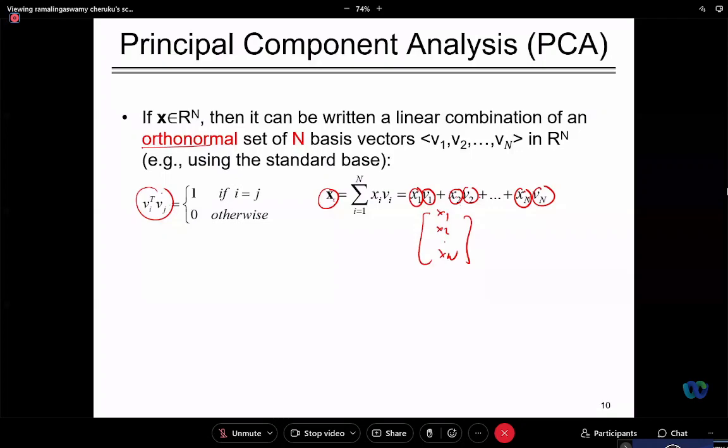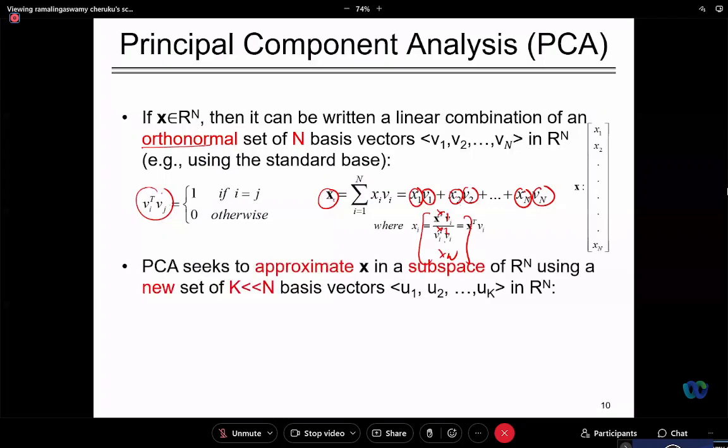Now come back to the PCA. What does the PCA do now? With this preliminary knowledge, a data sample is represented in the vector form. So with this, now let's proceed to the PCA analysis. The PCA seeks to approximate X in a subspace of Rn using a new set of features called K, which is far less than N, with basis vectors U1, U2, UK.